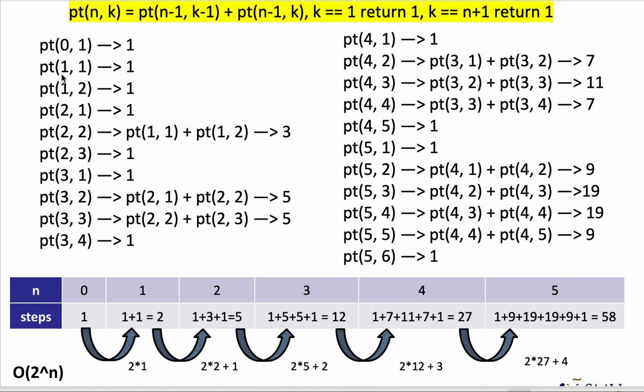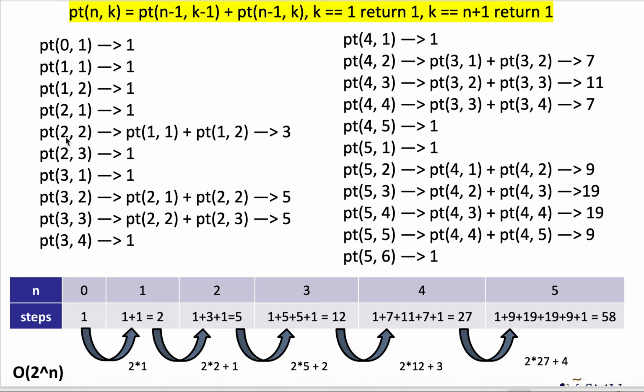Then when you have n is equal to 1, there are two cases. One is PT11, which is again the base case, so you take one step, and PT12, which will come into this base case, so will again require only one step, right? Now in the second level, interesting things will happen. So let's see. PT21 will again take one step because it comes from the base case. And PT23 will again take one step because it will return from this base case, right?